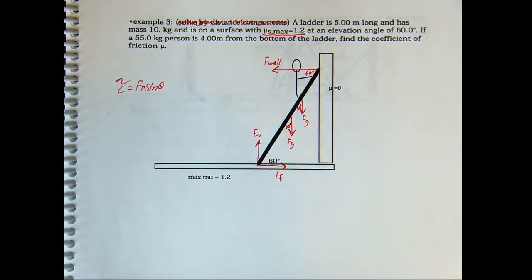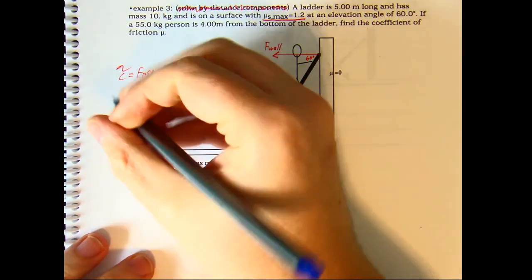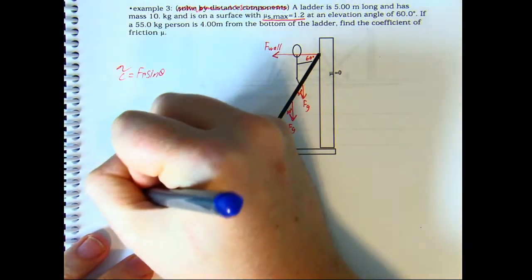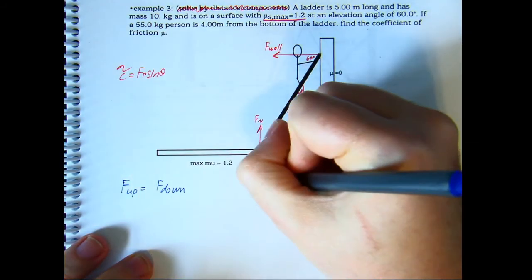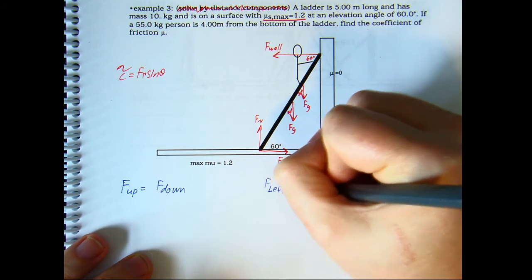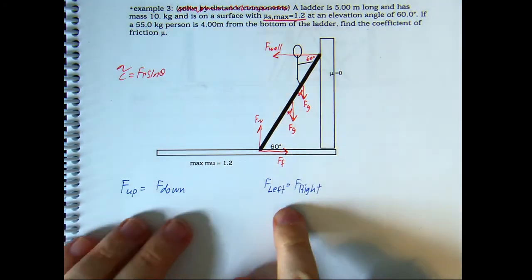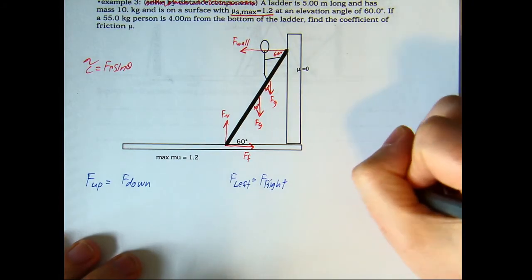So again, static equilibrium. Everything is balanced. This thing's not moving. So my forces up equal forces down, and my forces left equal forces right. And you have to remember why we're doing this. The reason that we can assume that these things are true is because this thing is not moving.